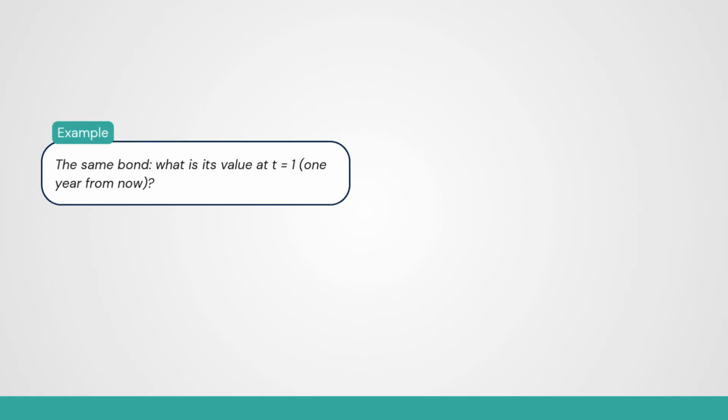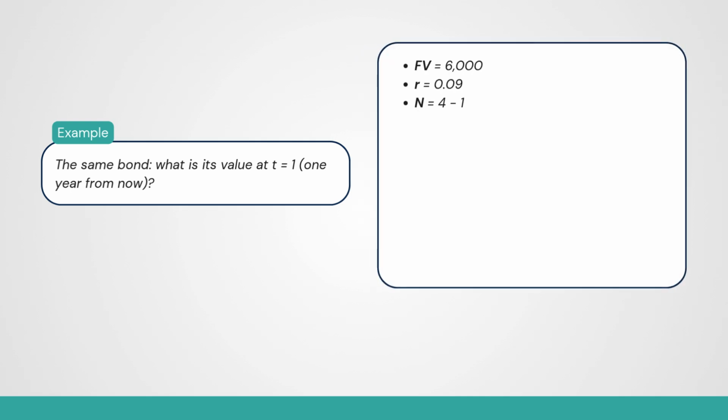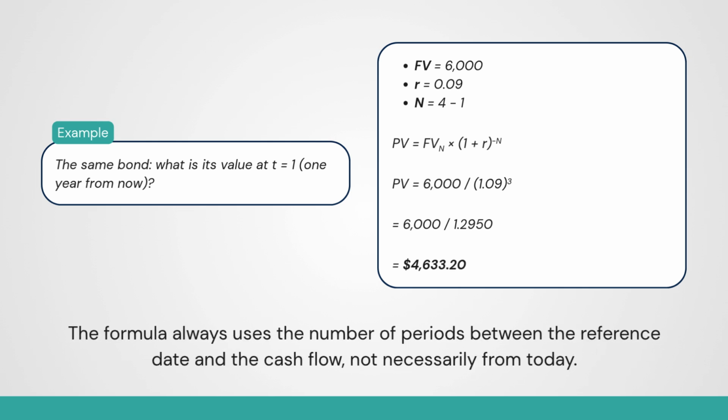Let's push the same bond a little further. What is it worth not today, but 1 year from now at time 1? The key insight is in the exponent. From that vantage point, there are only 3 years left until the payment, not 4, so we discount over 3 periods instead of 4, and the value rises to $4,633.20. The lesson to carry forward: the formula always uses the number of periods between your chosen reference date and the cash flow, not necessarily from today.